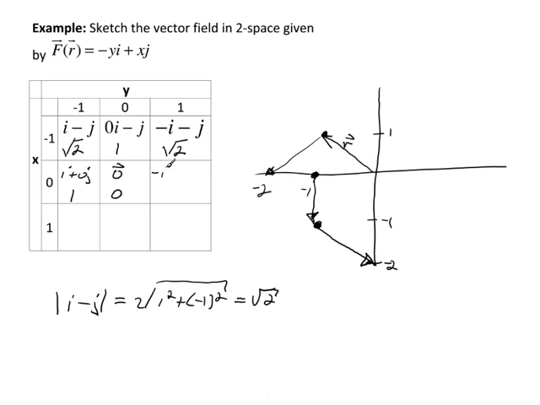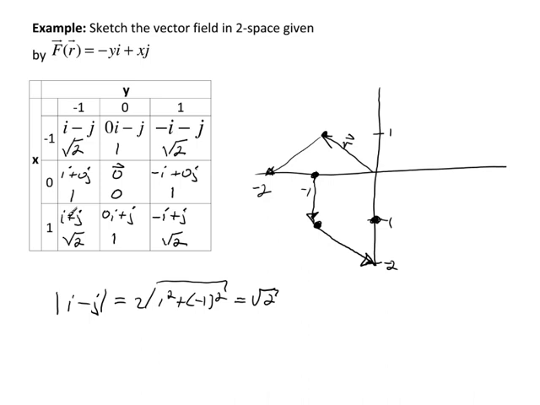This is going to be a negative i plus 0j. It's going to have a magnitude of 1. This is going to be i plus j, which will give me a magnitude of root 2. This would be 0i plus j, which is going to give me a magnitude of 1. And this is going to be negative i plus j, which will give me a magnitude of root 2. So let's go ahead and work on the second row. When x is 0 and y is -1, so I'm right here. That's where I'm going to start off at.